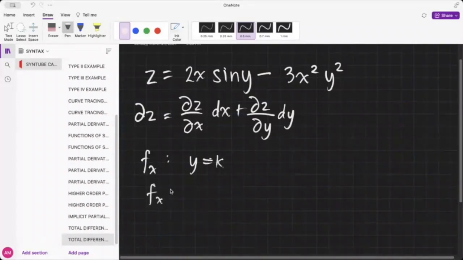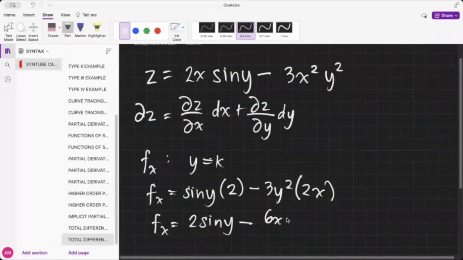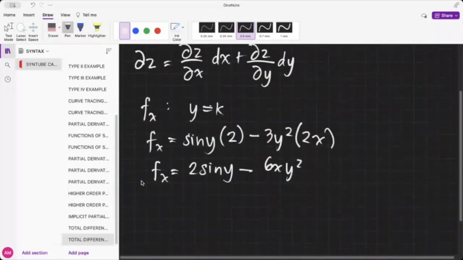So, let's try solving it. Here, what's your constant? Sine y, times the derivative of 2x, which is just 2. What's your constant here? Negative 3y squared, multiplied by the derivative of x squared, which is just 2x. So, your fx is equivalent to 2 sine y minus 6xy squared.